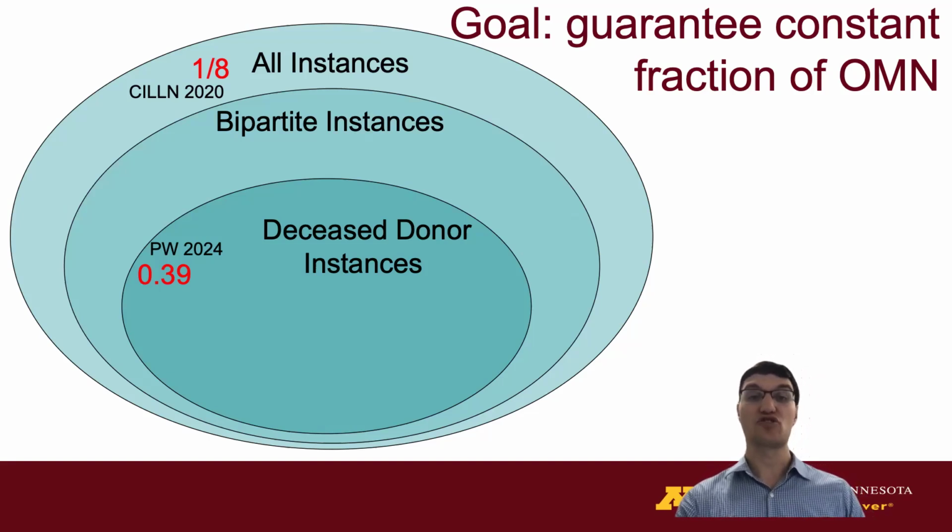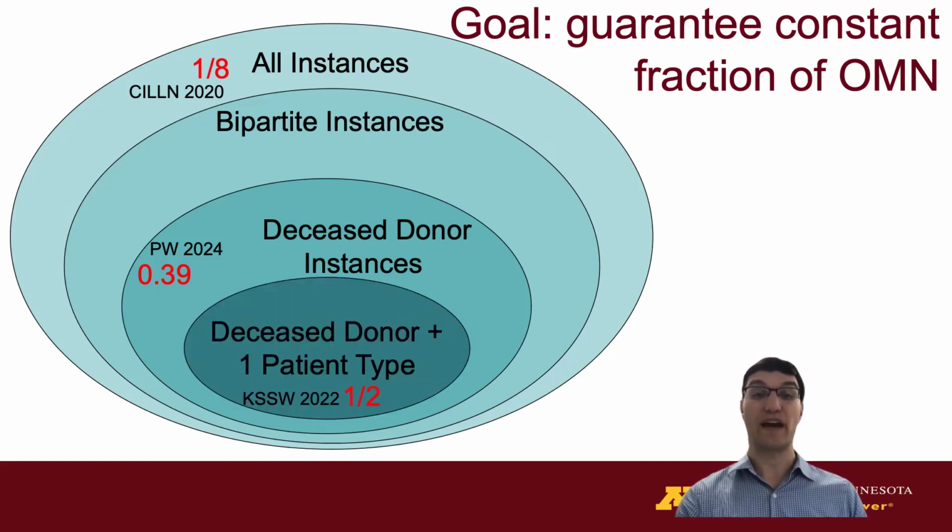And if you're willing to make even stronger assumptions, namely that there's only one type of patient in the deceased donor instance, so there's one type of patient, there may be many types of organs, but the organs depart immediately. In that case, it was known that you can get a half of this omniscient benchmark. And this is really the state of the field. This is what was known before we started working on this.